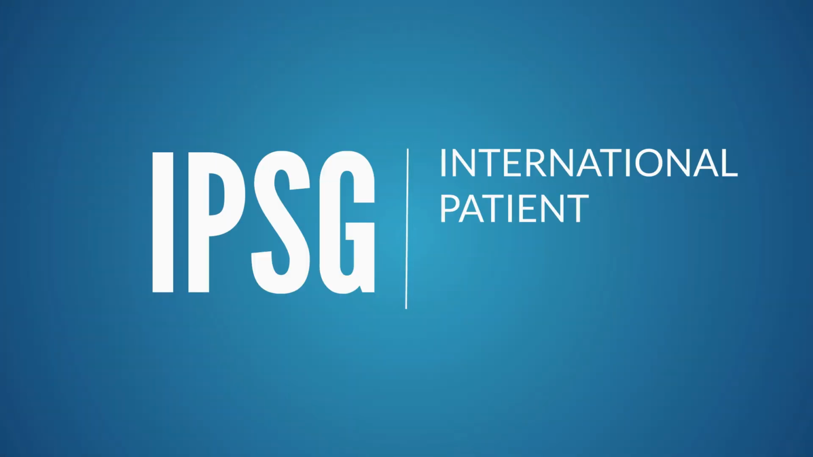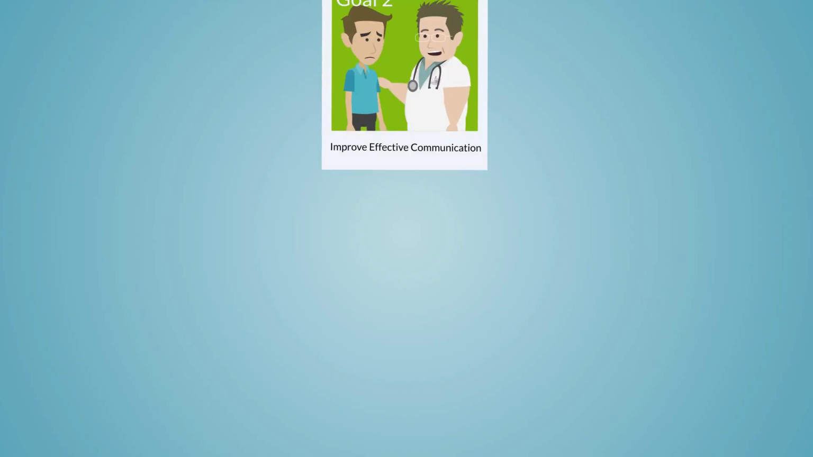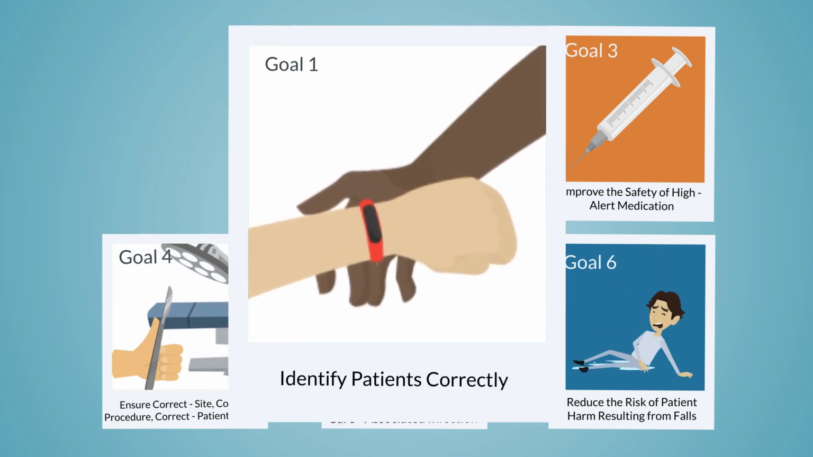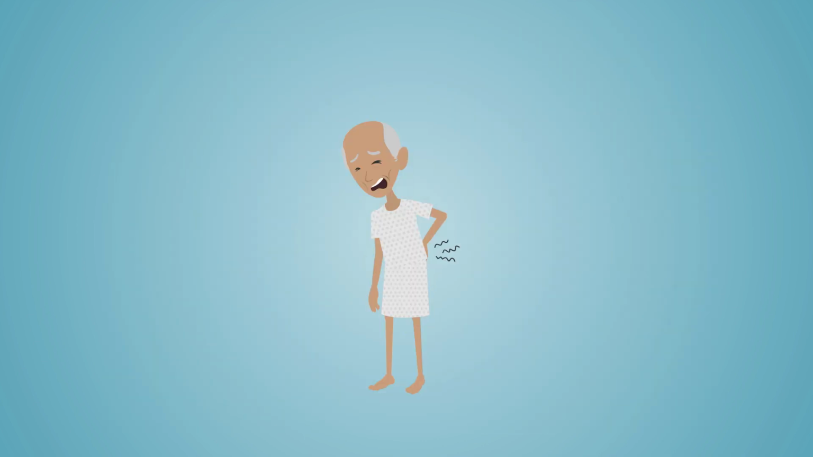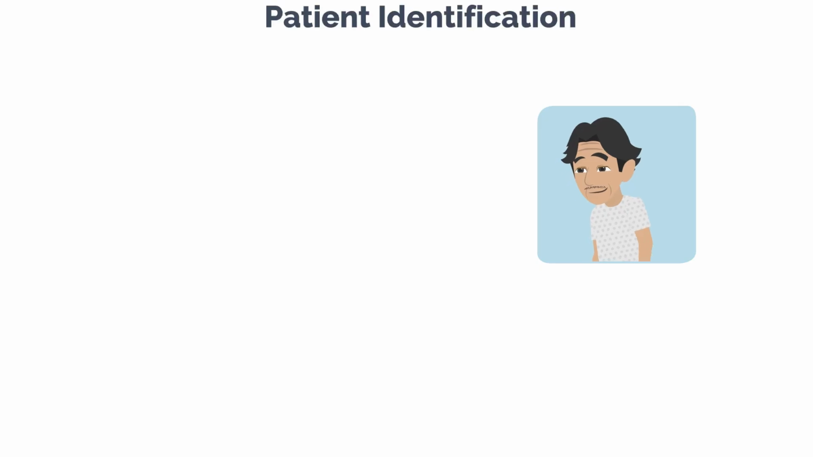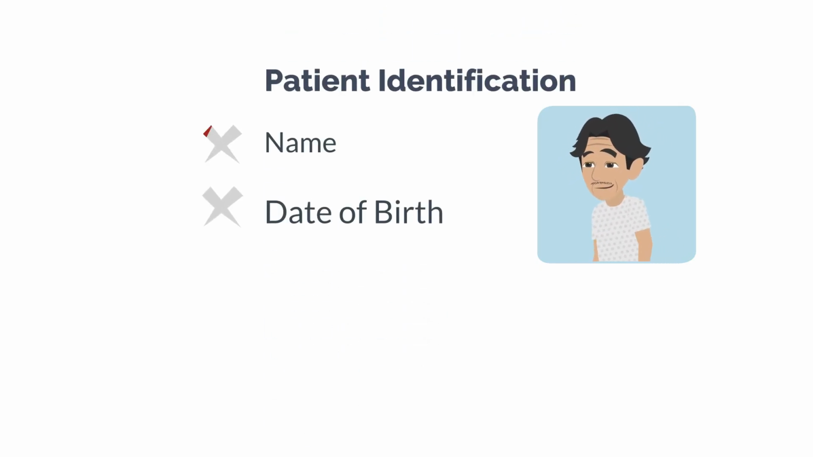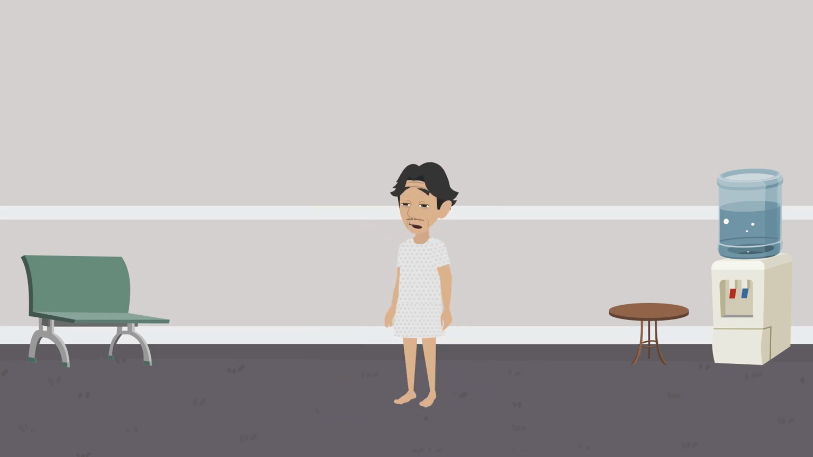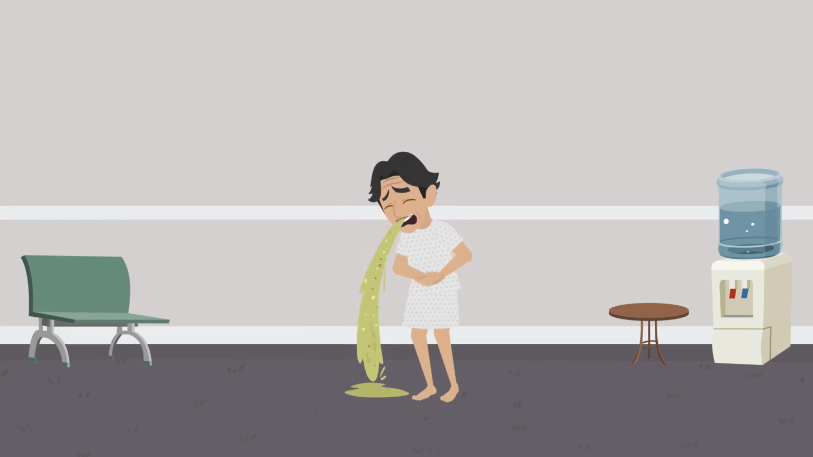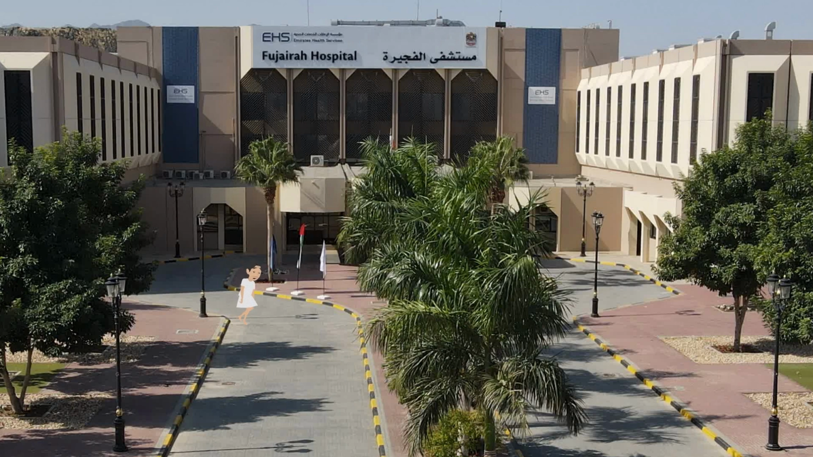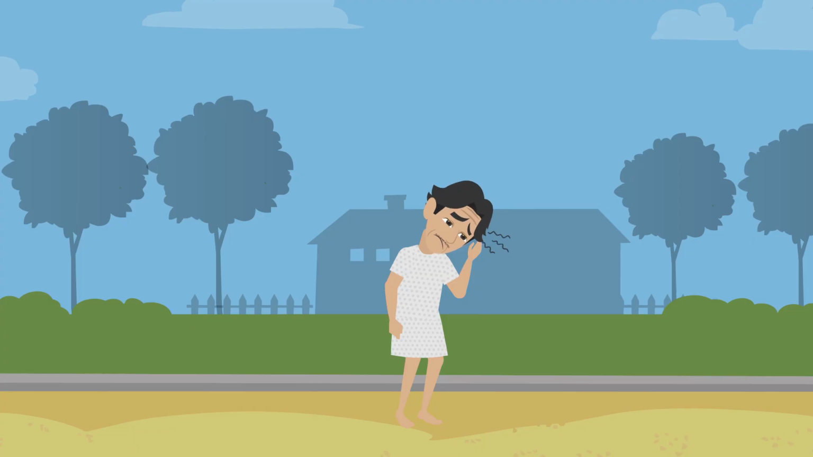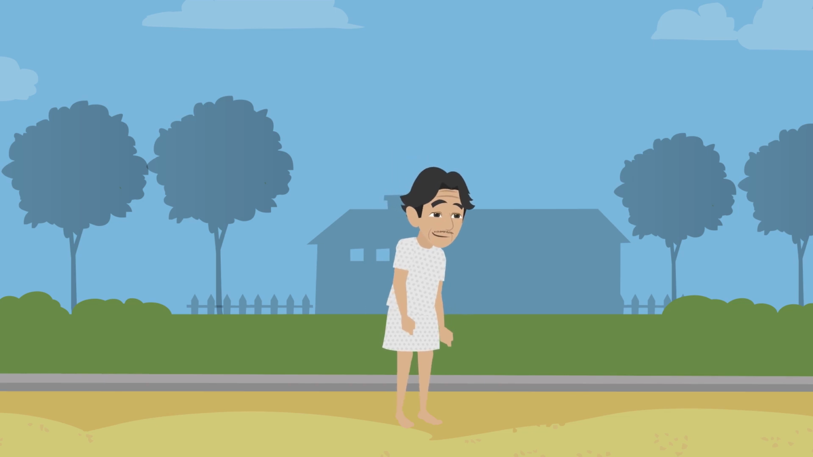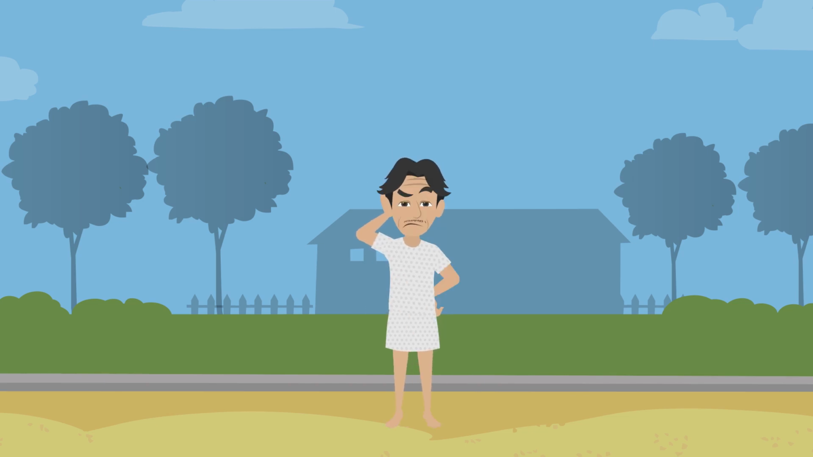The International Patient Safety Goals. Identify patients correctly. Patients are from all walks of life, right? That's why incorrectly identifying a patient can result in serious problems such as errors in medications, or perhaps sending the wrong person out to leave. These preventable situations could cause stress or even physical harm to the patient.